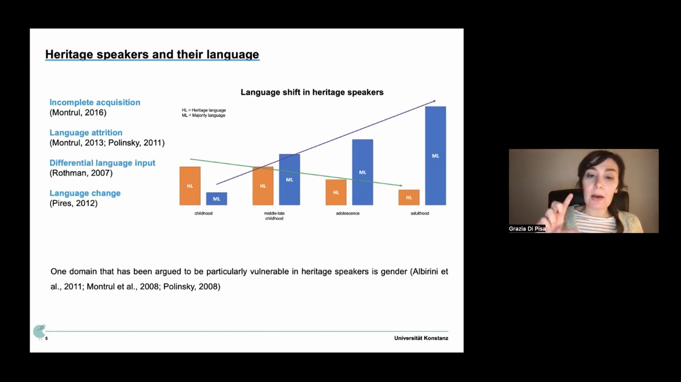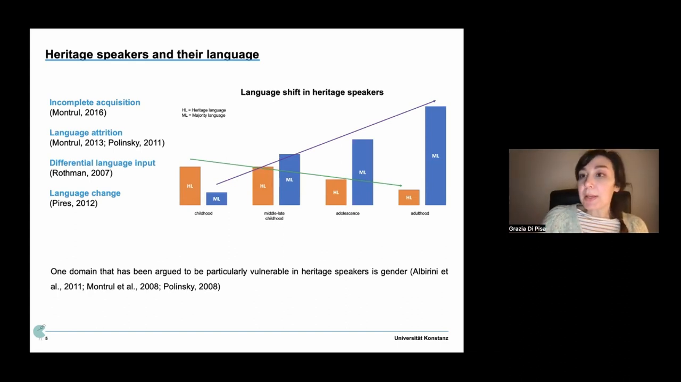So heritage speakers are considered a particular kind of bilinguals, because they experience at some point in life a shift in their language exposure to the heritage language and the majority language. Usually during childhood, the exposure to the heritage language is actually the most. And then there is a switch. When they start to go to school, they will be much more exposed to the majority language, while the heritage language exposure will decrease. And this increase in the majority language continues towards adulthood, where it's going to reach, let's say, a plateau.